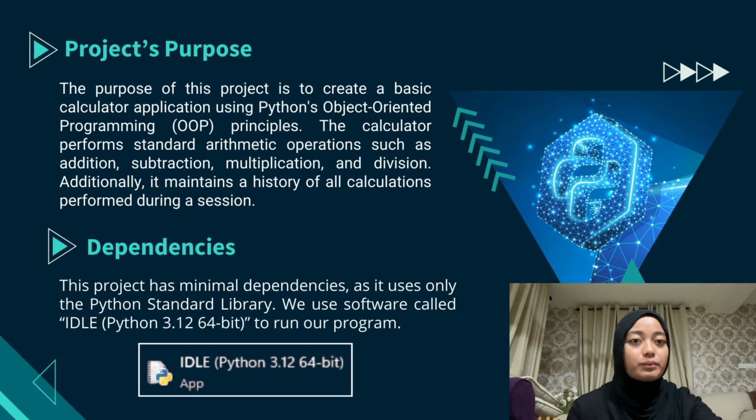Today I will be introducing our project, which is Simple Calculator, a Python-based calculator application employing OOP principles. First, the purpose of this project is to create a basic calculator application using Python's object-oriented programming principles, OOP. This calculator performs standard arithmetic operations such as addition, subtraction, multiplication, and division. Additionally, it maintains a history of all calculations performed during a session.